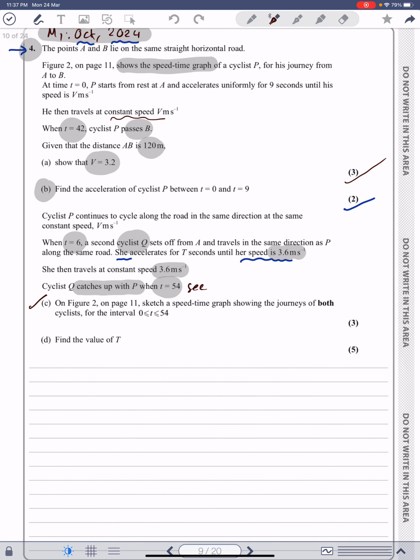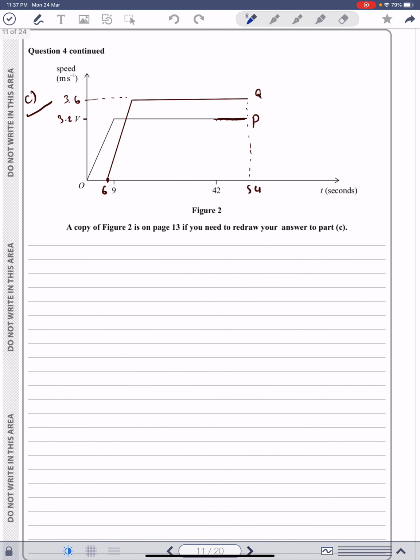Done. Find the value of T. T, where is it again? I will do it in a different color to recognize. It is here: she accelerates for T seconds till her speed is 3.6. Labeled directly, dear students. So from here to here is T. Of course, well-known information to find T, since P and Q are catching up, means they have the same distance.